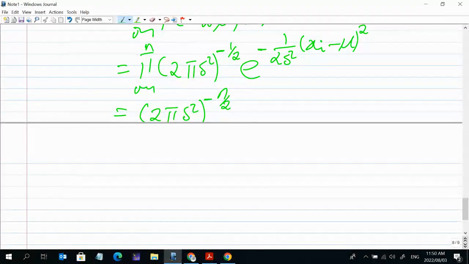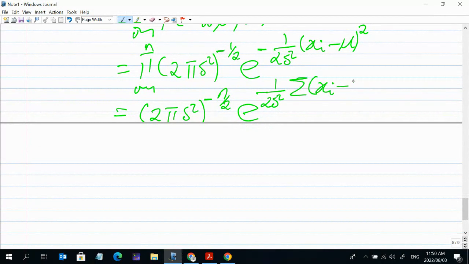And what is the product of e to the power minus 1 over 2 sigma squared, xi minus mu squared? We are multiplying functions of the same base, so we add the exponents. In this case, we are going to have minus 1 over 2 sigma squared, the summation of xi minus mu squared, i ranging from 1 to n. So this is the likelihood function.